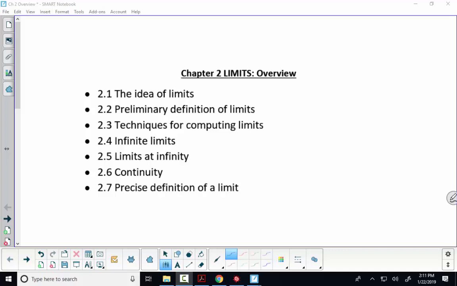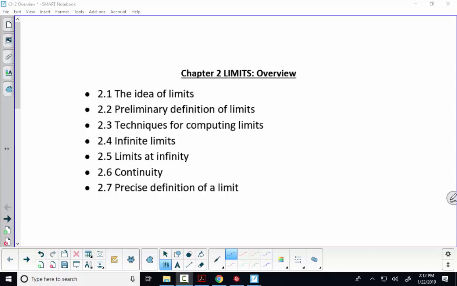So the idea that we're going to start with is based in Chapter 2, which is the idea of a limit. I'll post this too, just in case you want to get a sense of what Chapter 2 is. But these are the sections we're covering in Chapter 2.